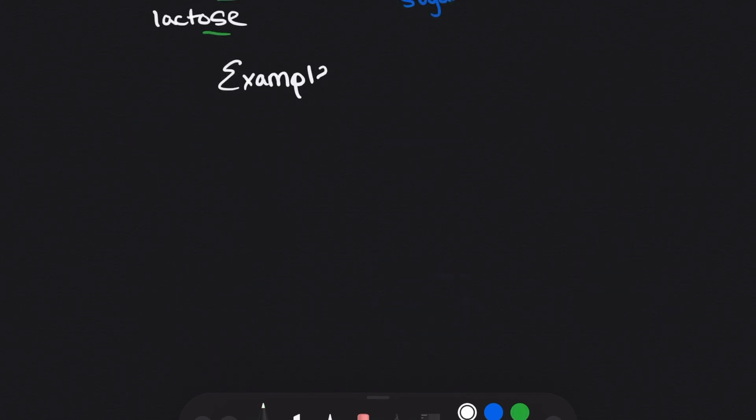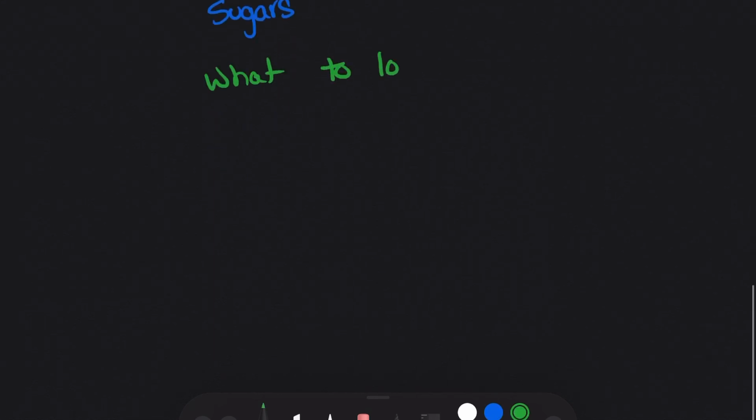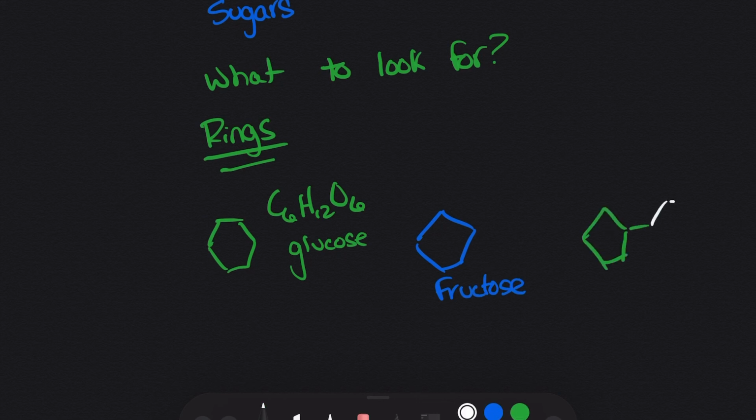Examples that you'll see of carbohydrates involve sugars, starches, like in potatoes. Sugars you'll see not only just in candy, but you also see them in like cell walls. What to look for when you see this molecule, how you know it's an actual carbohydrate: it will be in a ring, be connected from one end to the other. It can be hexagons, pentagons, it can be multiple rings connected together, like we see right here when we connect glucose and fructose and we make sucrose, which is our table sugar, and that is carbs.